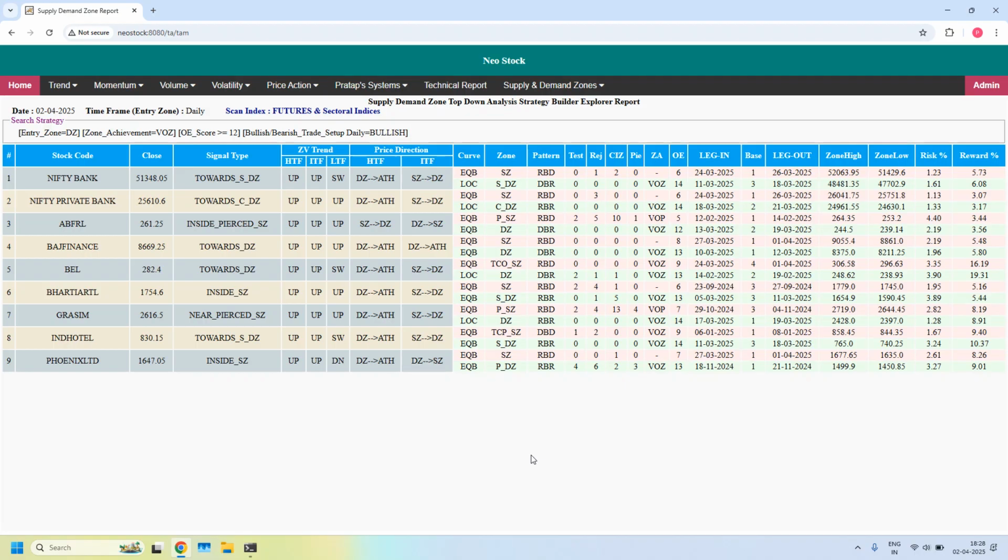And we are using zone Confluence strategy. We have 2 variations. We are using those strategies for identifying the zones having more high probability to get success. The rule is very simple.